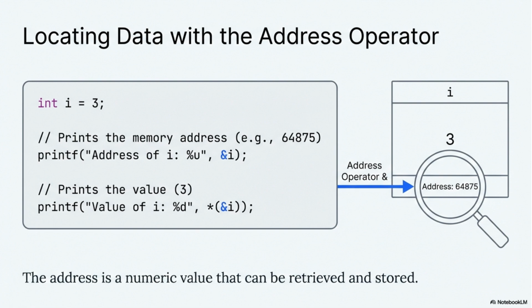We locate data using the address operator, represented by the ampersand symbol. Using `&i` prints the memory address of the variable `i`. The value is retrieved using the dereference operator, the asterisk.